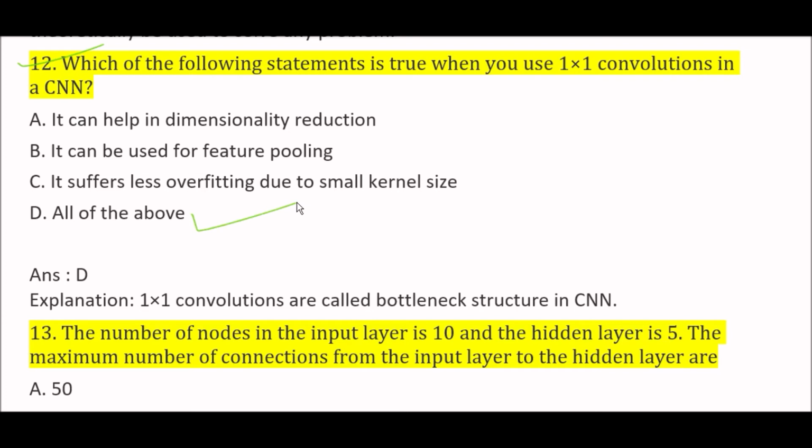Because one-to-one convolution in a CNN can help in dimensionality reduction, can be used for feature pooling, and it suffers less overfitting due to small kernel size. Okay, and one-to-one convolutions are called bottleneck structure in CNN. Okay, so you can get a question by the name of bottleneck structure too, you should not get confused during examination. Okay, right answer here is option D.